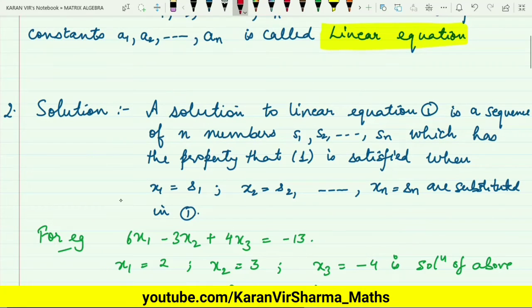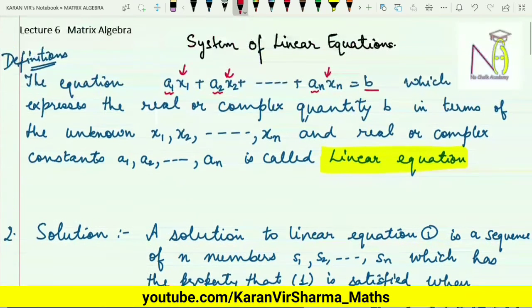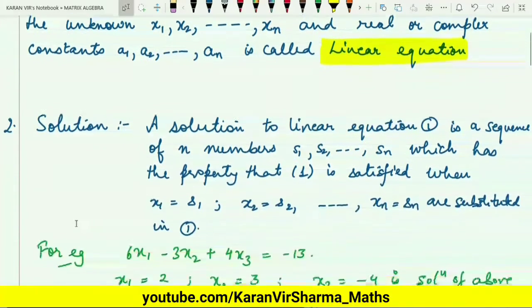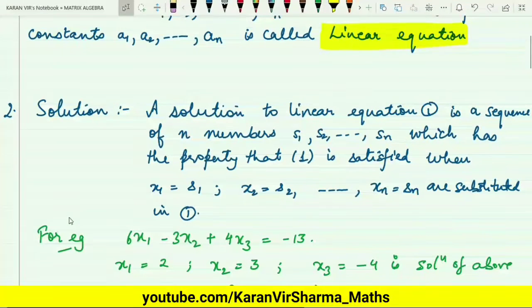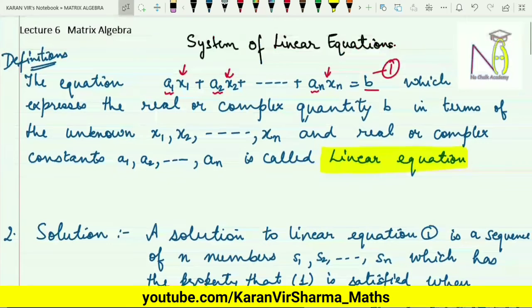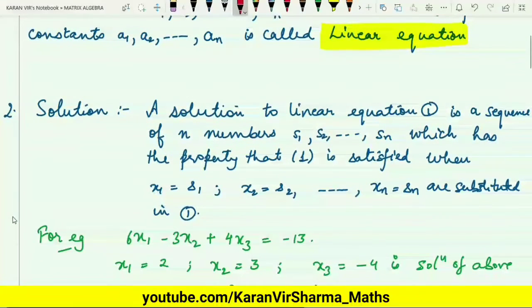Now what is a solution? A solution to the linear equation 1, I have marked this equation as 1, is the sequence of numbers s1, s2 so on to sn which have the property that the equation 1 is satisfied. Whenever I put x1 equals s1, I replace x2 with s2 and so on, if I replace xn with sn, and this equation is satisfied, that is called the solution.